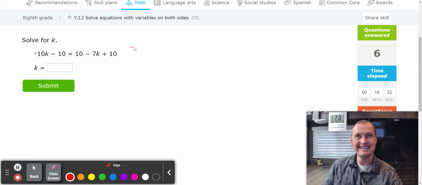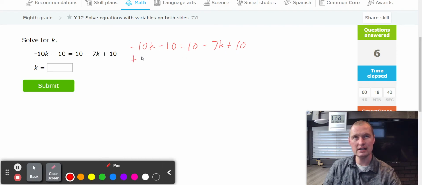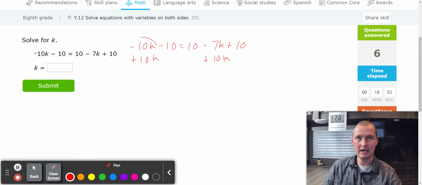So here we go. We got negative 10k minus 10 equals 10 minus 7k plus 10. Woo! All right, we got k's on both sides. So let's start by adding 10k to both sides to get it on the right side only. So I'm going to add 10k on the left side, and if I add 10k to the left side, I also need to add 10k to the right side. And notice that I keep the k's together. All the numbers without k's, I left them alone.